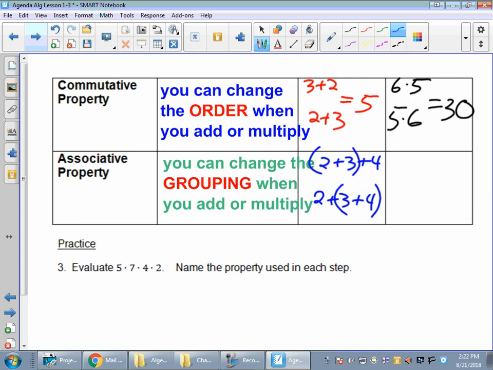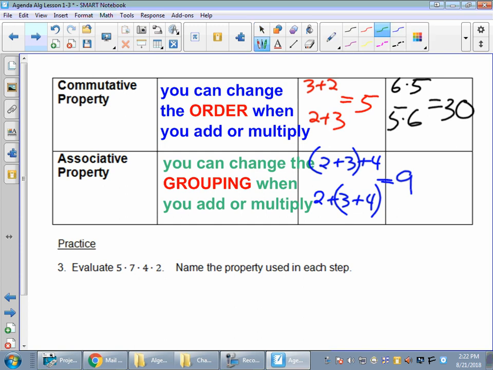But does the answer change at all? Well, on the top one, 2 plus 3 is 5, plus 4 is 9. And the bottom one, 3 plus 4 is 7, plus 2 is 9, because you do the parentheses first. Didn't change the answer, didn't change the outcome, so that's called the associative property. You can change the parentheses.